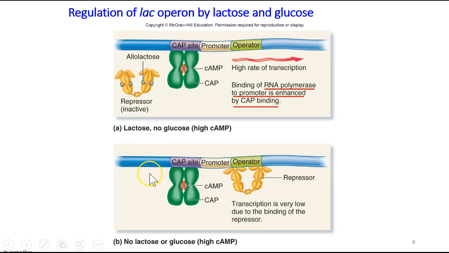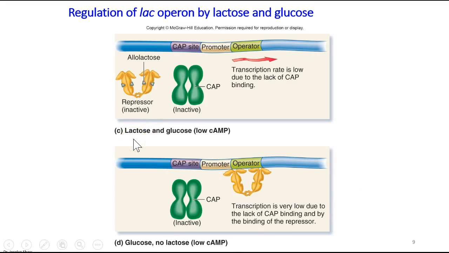However, when there is no lactose or no glucose present in the surrounding environment, even though the CAP-cAMP complex is formed, the lac repressor is not inhibited, so it binds to the operator region, and the RNA polymerase is not able to express the lac operon. This actually saves energy for the bacteria, because they don't need these molecules for breaking down lactose, as there's no lactose present.